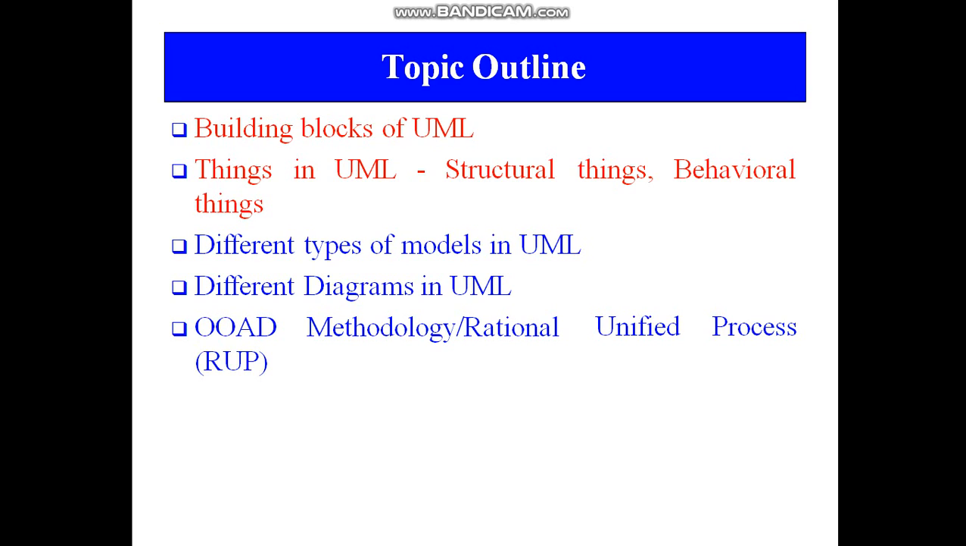The behavioral diagram consists of use case diagram, activity diagram, state machine diagram, and interaction diagram. This interaction diagram is also divided into four types. It consists of sequence diagram, interaction overview diagram, timing diagram, and communication diagram.